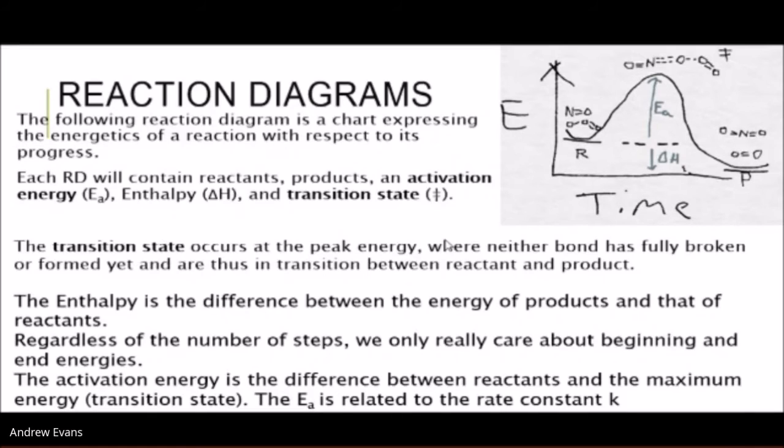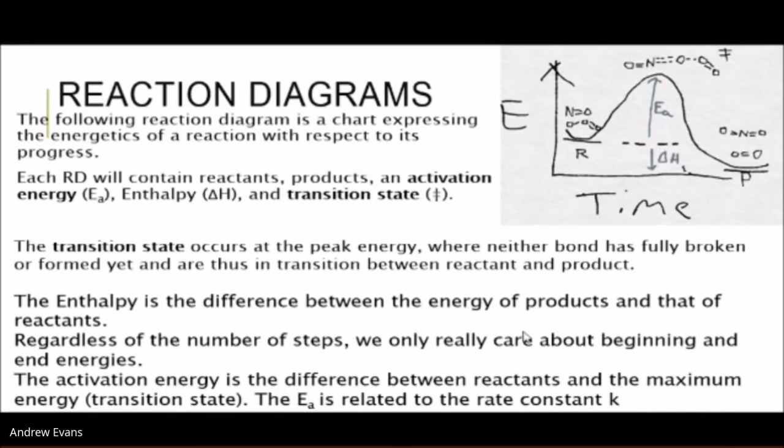But regardless of the number of steps, the enthalpy only depends on the beginning and the end energies. This is because, remember, enthalpy is one of those state functions. We don't care how it got there. We only care that it got there. We just care about the starting and ending point, which is why it only depends on the reactant and the product. It doesn't care if it goes through 3 steps in between. It only cares about the reactant and the product, because that's going to be the net change.